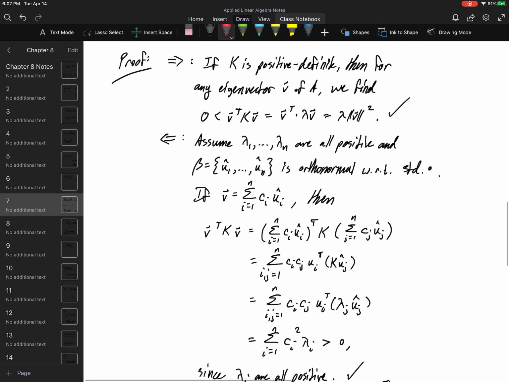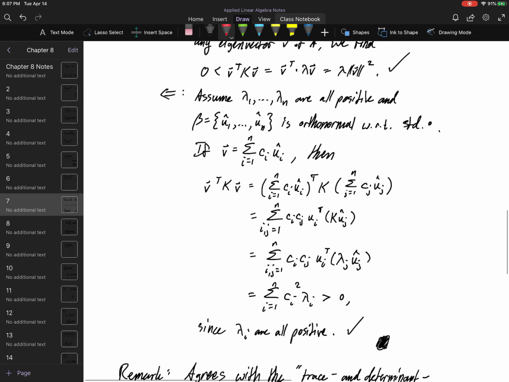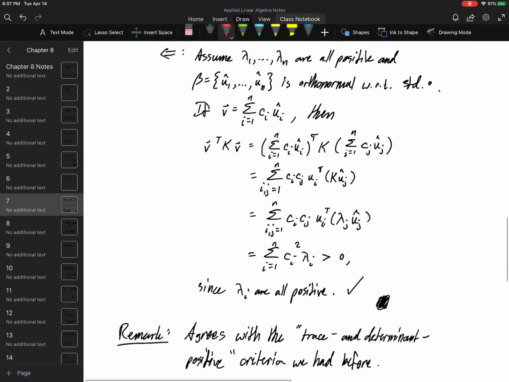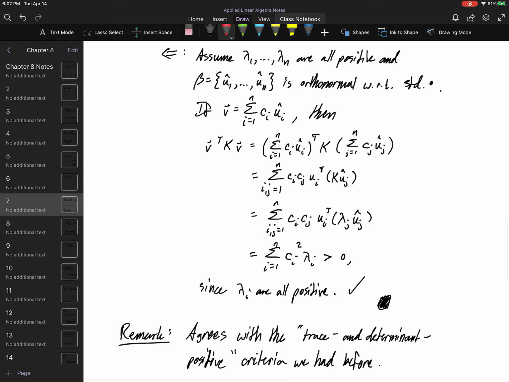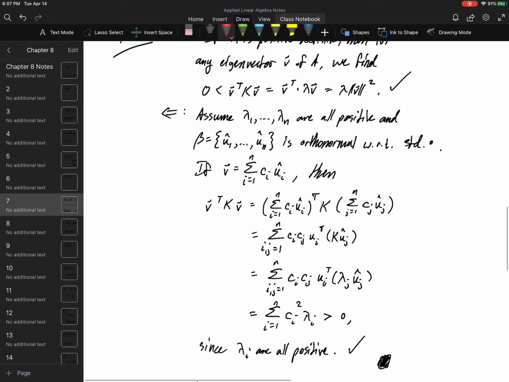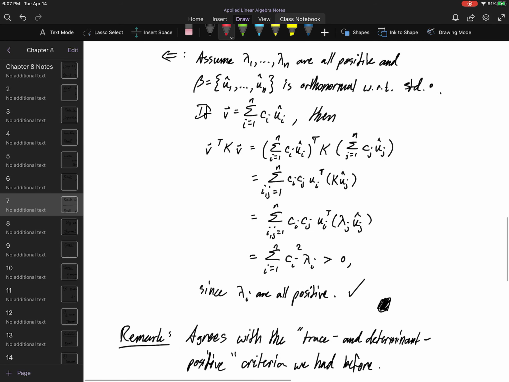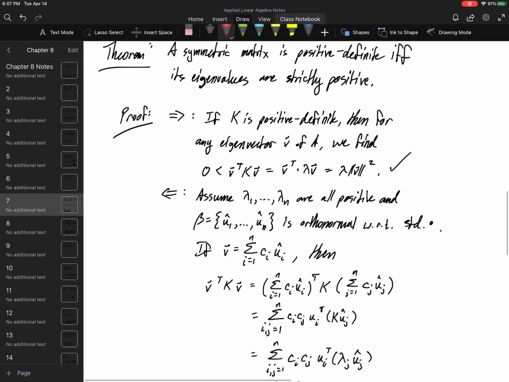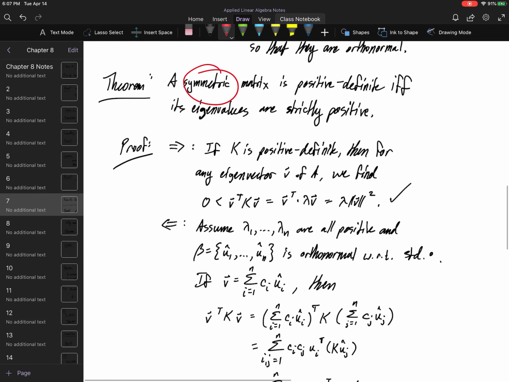Okay, cool. Going backwards, if all these guys are positive eigenvalues, then I'd like to show you that K is positive definite. So if we were to go through this in coordinates, we choose an orthonormal basis beta for these guys with respect to the standard dot product, which is guaranteed to exist.